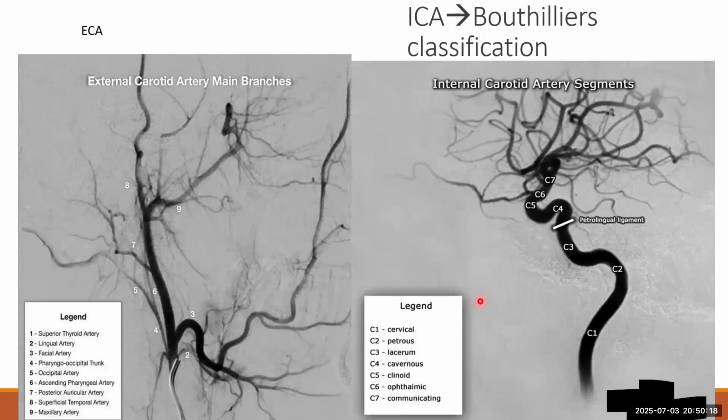So before we go into the transtemporal and other windows, the transsubmandibular and suboccipital windows of insonation, we need to know how the carotid is divided. We all know that at the upper margin of the thyroid, the carotid divides into the external carotid, ECA, and the ICA. There is something called Bouthillier's classification of the ICA, which we all need to know, where the ICA is divided as C1 to C7 segments. The internal carotid doesn't have any extracranial branches, the first branch being the ophthalmic.